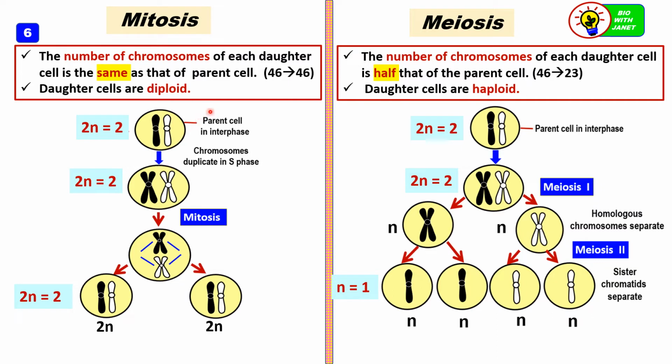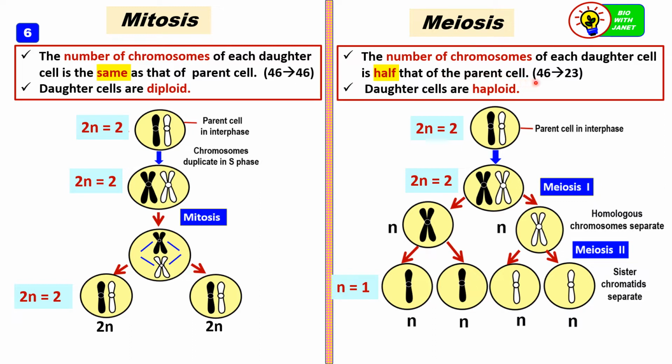And then the daughter cells are also diploid, meaning there are also 2 copies of each type of chromosome in the cell. Or we can put it in another way, there are 2 sets of chromosomes. One set is the paternal chromosome, the black set, and one set is the maternal chromosome, denoted here by the white chromosome, okay?